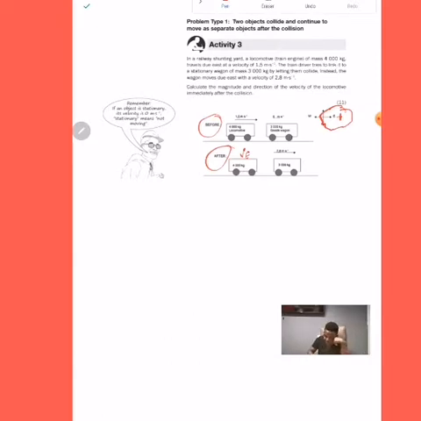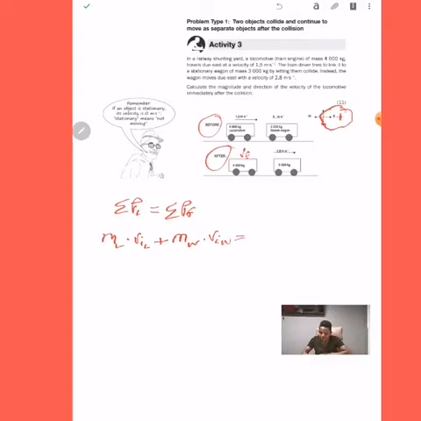So we were given a formula that the sum of the momentum initially is equal to the sum of the momentum finally. As we expand that, the mass of the first object, the locomotive, so let us use an L for the locomotive, multiplied by the initial velocity of the locomotive, plus initially we do have a mass of the wagon, so we will use W for the wagon, multiplied by the initial velocity of the wagon, is equal to the mass of the locomotive multiplied by the final velocity of the locomotive, plus the mass of the wagon multiplied by the final velocity of the wagon.